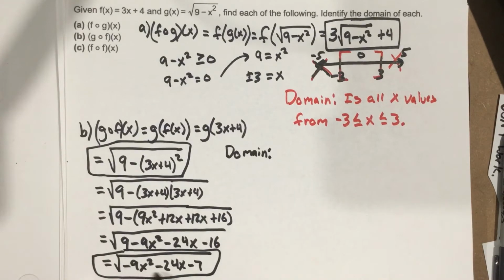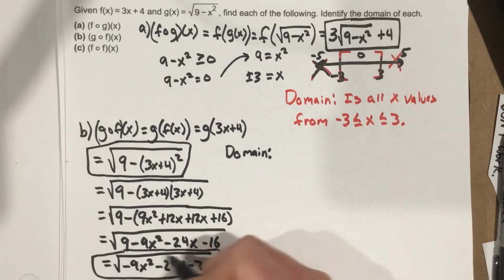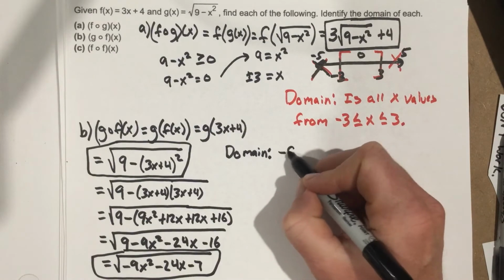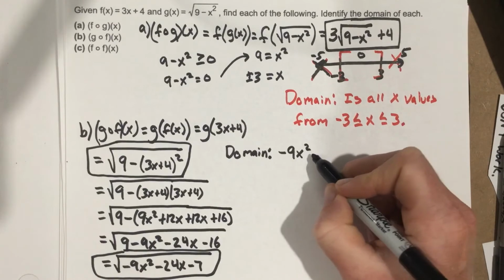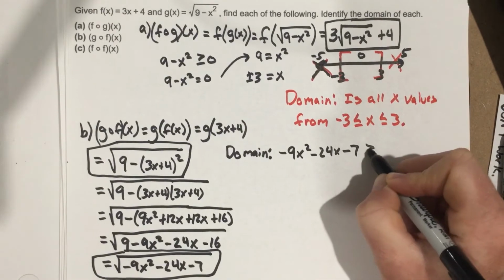But for the domain, we're going to need to take the inside of this and set it greater than or equal to 0 to figure out what x values work inside here. Because we can't take the root of a negative, that's why I said greater than or equal to 0. So we're going to say negative 9x squared minus 24x minus 7 has to be greater than or equal to 0.